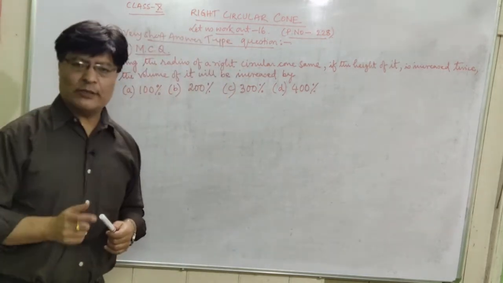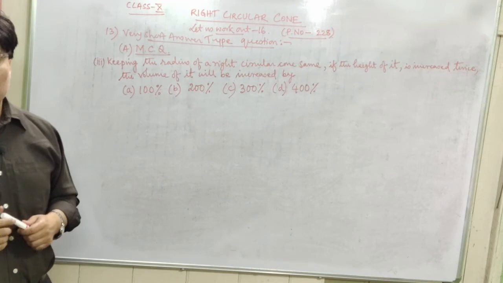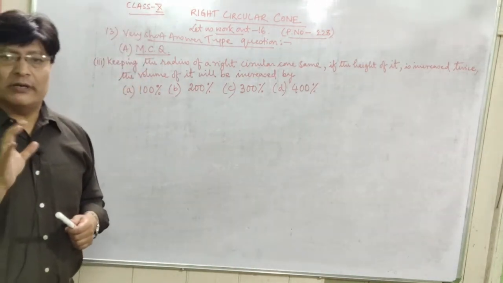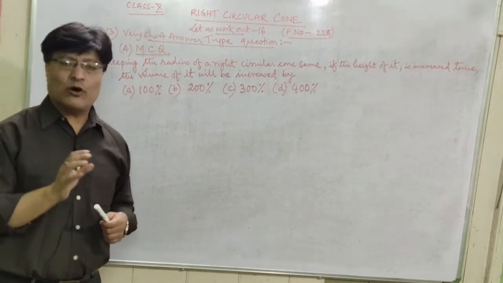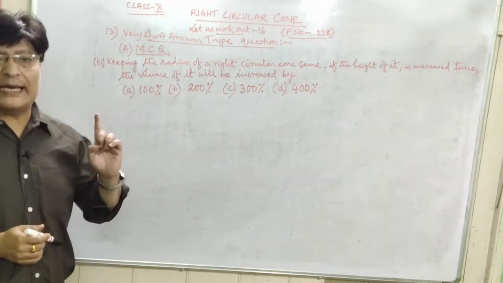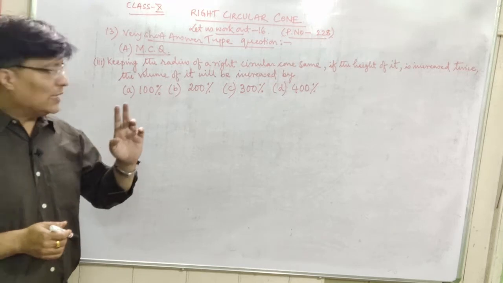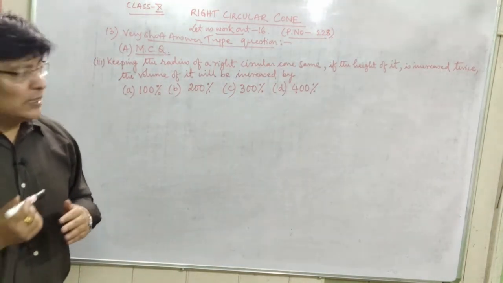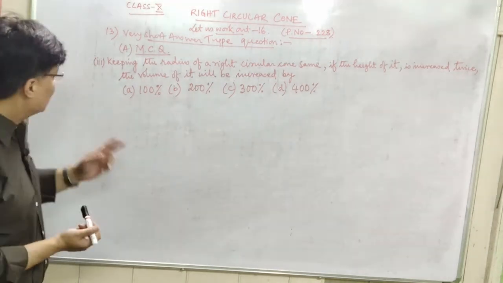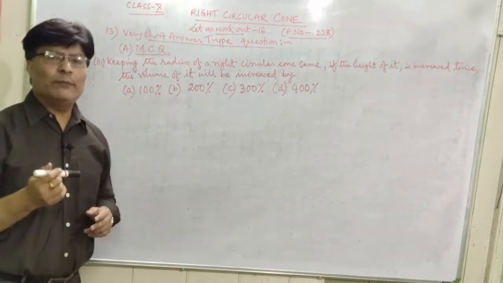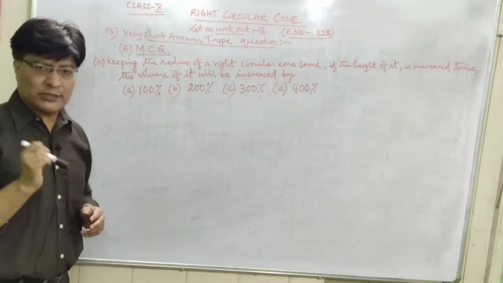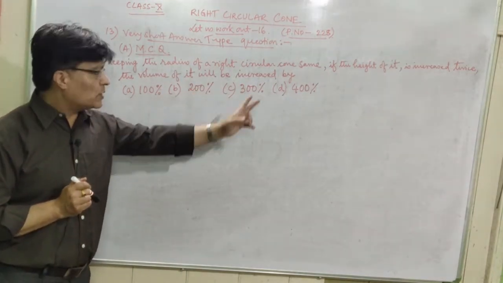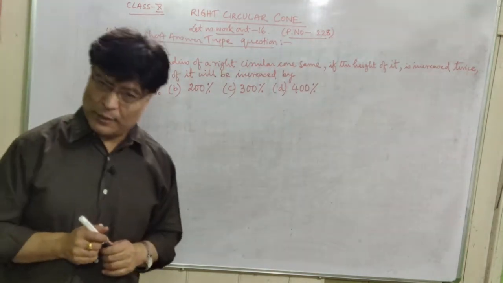Okay, so what is given in the question? In the question it is given that the radius of a right circular cone remains the same. The radius of a right circular cone is kept the same, but its height is increased twice. Then the volume of it will be increased by how much percentage? Is it 100%, 200%, 300%, or 400%?